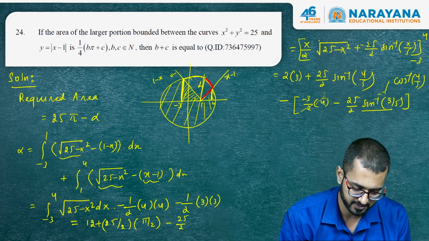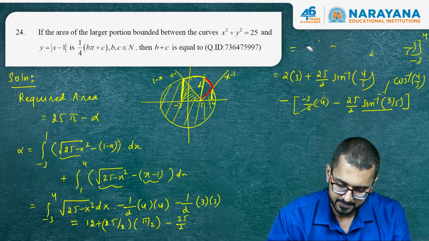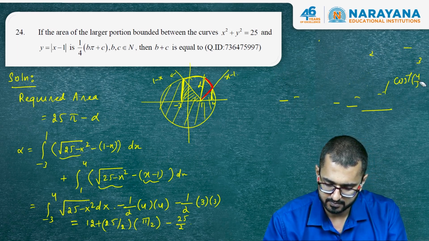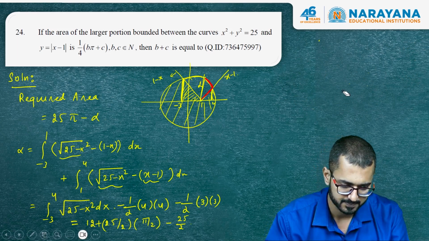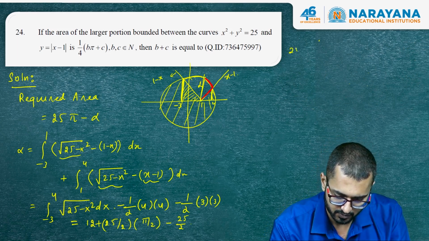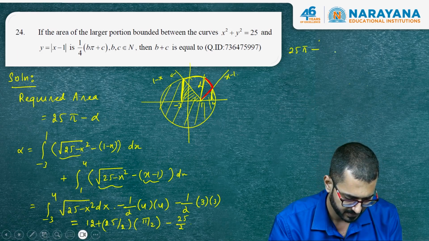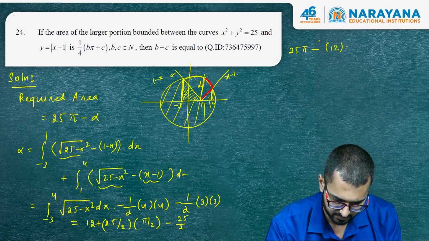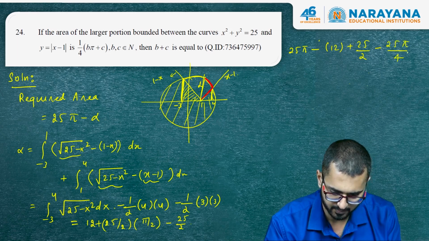So let's write it down there. The entire part I'll remove. So 25 pi minus the required part is going to be basically 12 plus 25 by 2 minus 25 pi by 4.